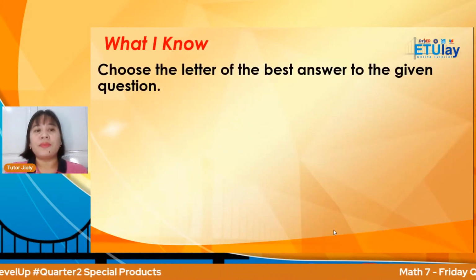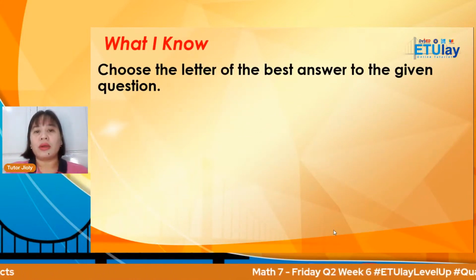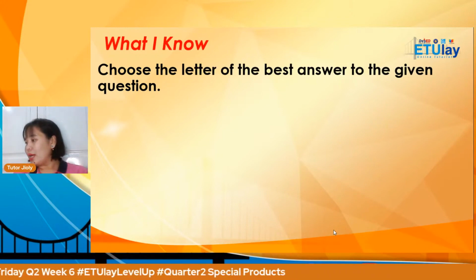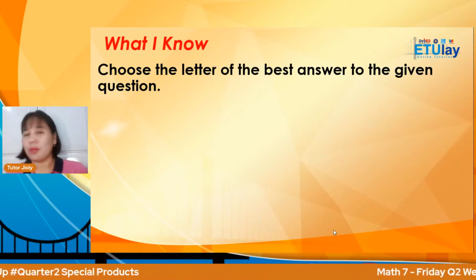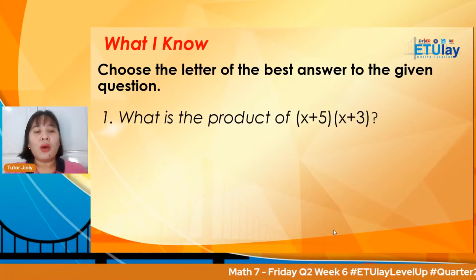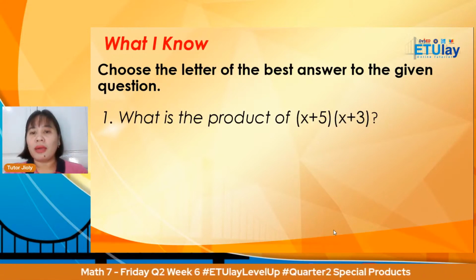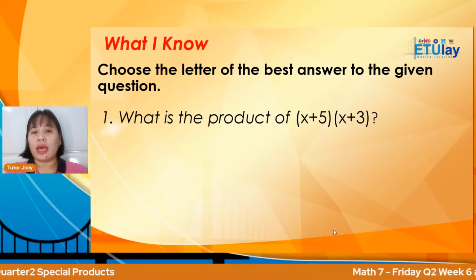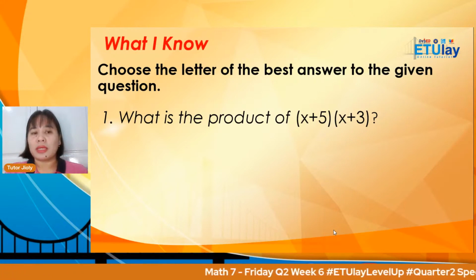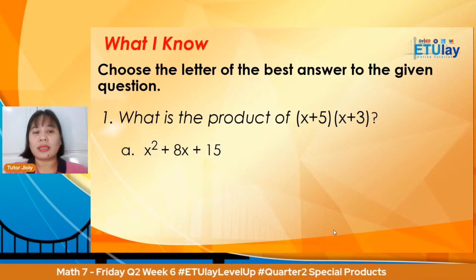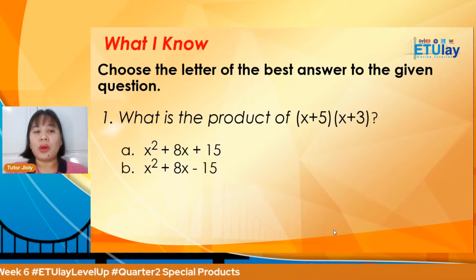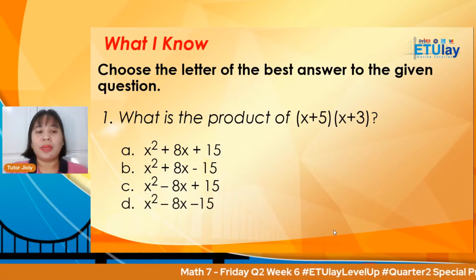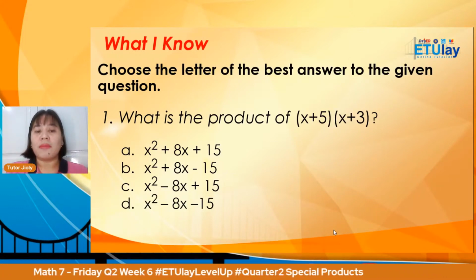Before we start, what I know: choose the letter of the best answer to the given question. Paki-chat po ang sagot sa chat box, sa comment section natin. Number 1, what is the product of quantity x plus 5 multiplied to quantity x plus 3? A, x raised to 2 plus 8x plus 15. B, x raised to 2 plus 8x minus 15. C, x raised to 2 minus 8x plus 15. And D, x raised to 2 minus 8x minus 15.